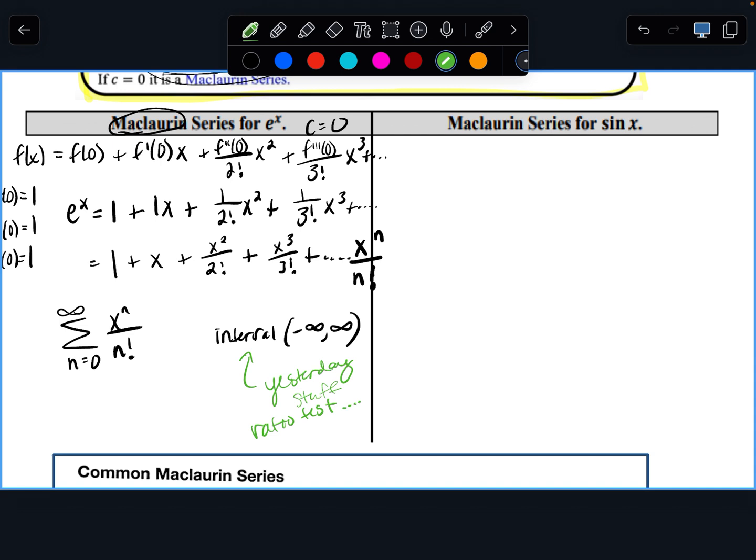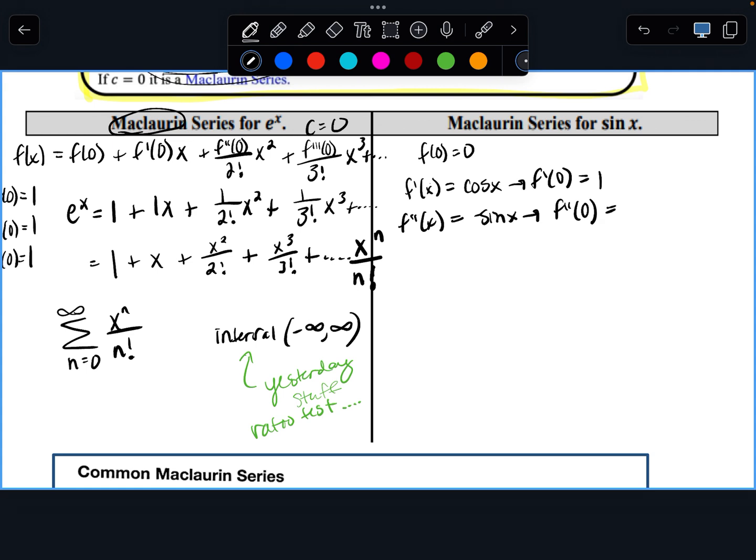You could do the same thing for sine, but if you think about it, if you did sine all the time, it changes between 1, 0, and -1 if you're thinking of all your derivatives. So you could do it. You could do f of 0 is 0, and then the derivative of sine would be cosine. And then I'd have to plug 0 in, so that I get 1. And then I'd have to do the second derivative, negative sine.